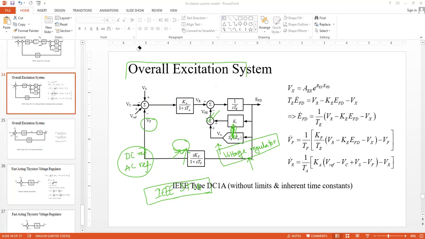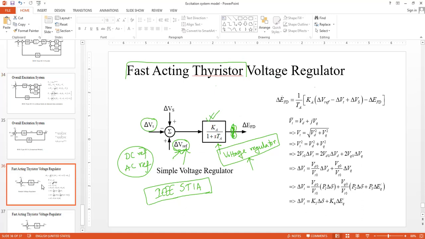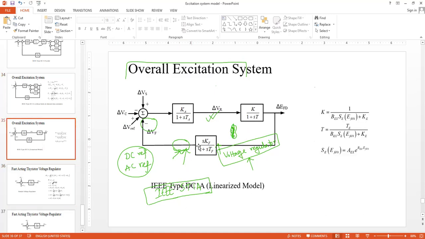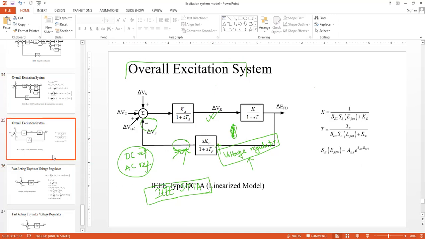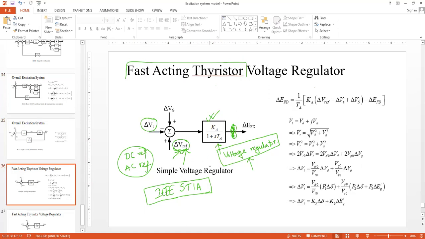So what else is missing here? What else is missing there is the rate feedback, because the rate feedback is a special feature for DC and AC type exciters. So for the internal stability, for the DC and AC type exciter, we need the rate feedback block. But for the ST type or the static type exciter, we don't need this rate feedback block. So that is also not available here. So it's simply a forward path transfer function block.